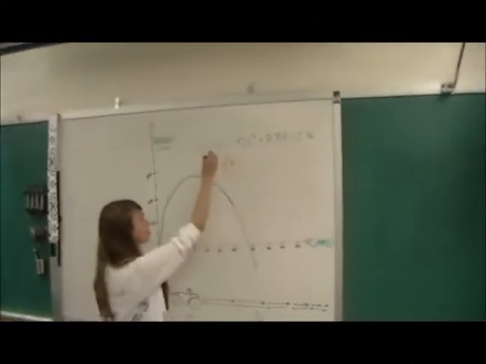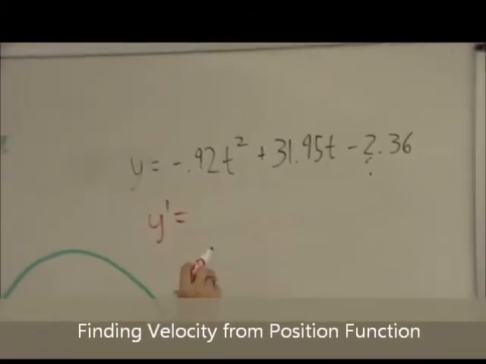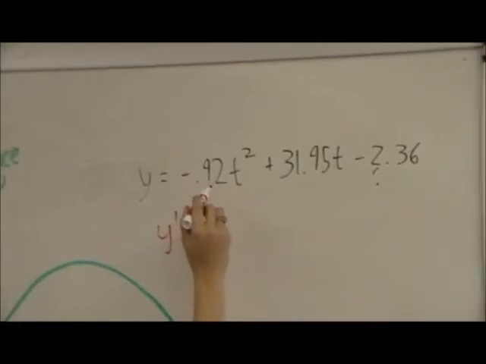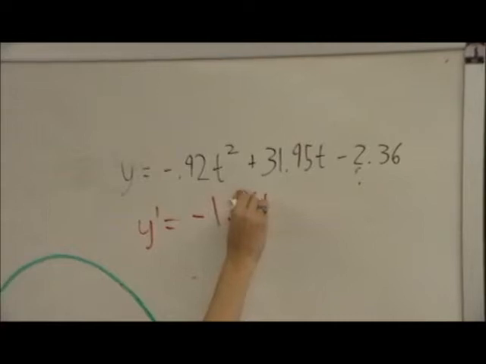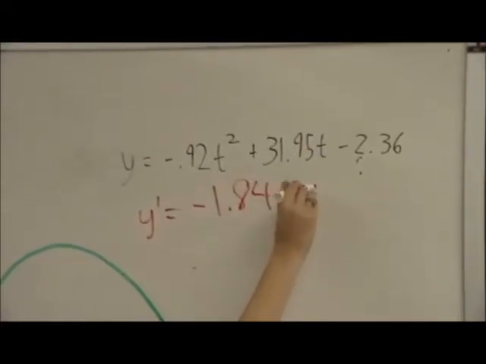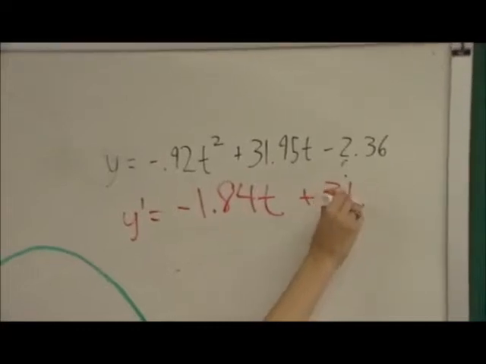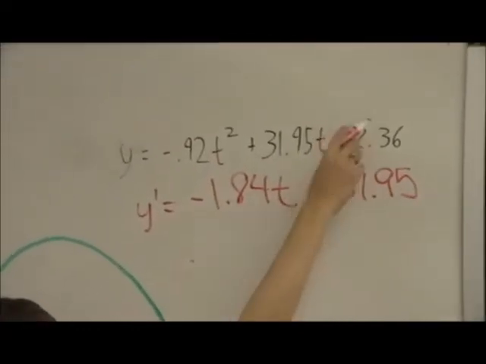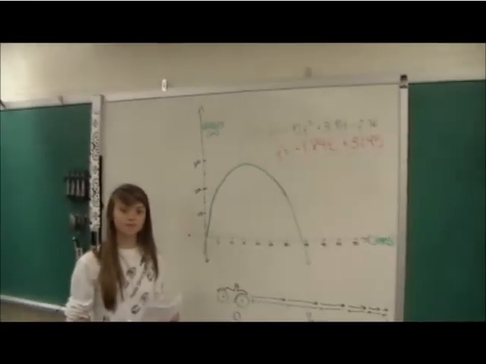Okay, so we took the derivative of the position time function to get the velocity time function. So you multiply 2 times negative 0.98, which is negative 1.84 t plus the derivative of that is just 31.95. Then that's 0. So there's your velocity time function.